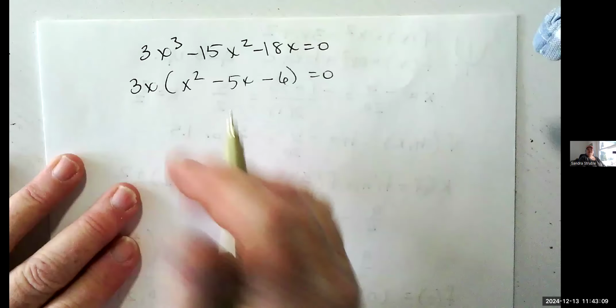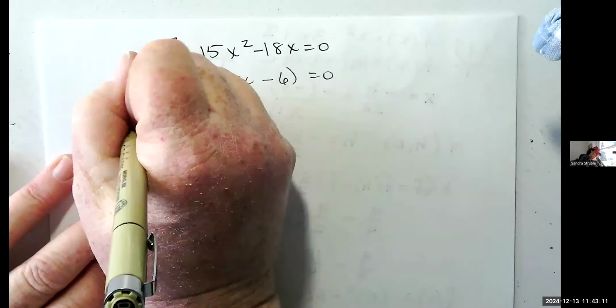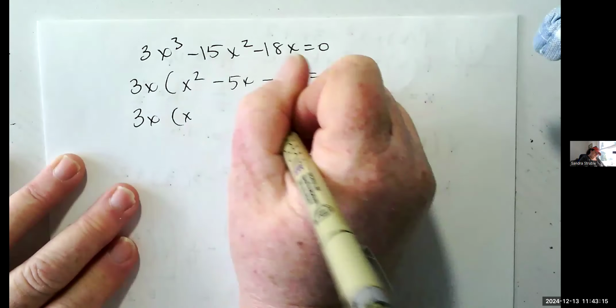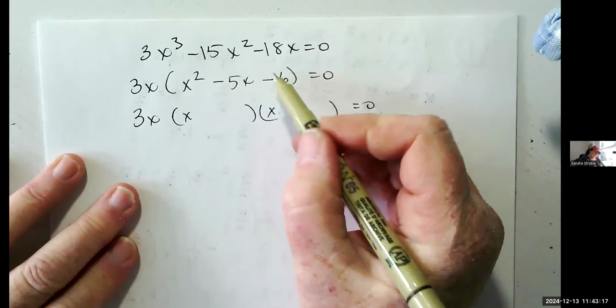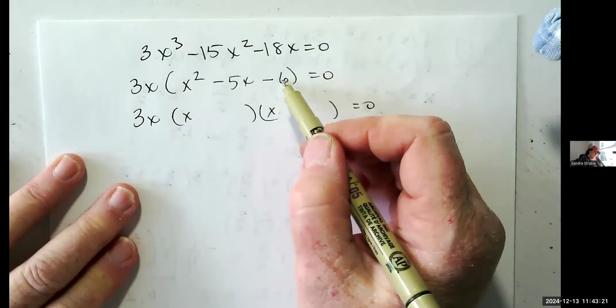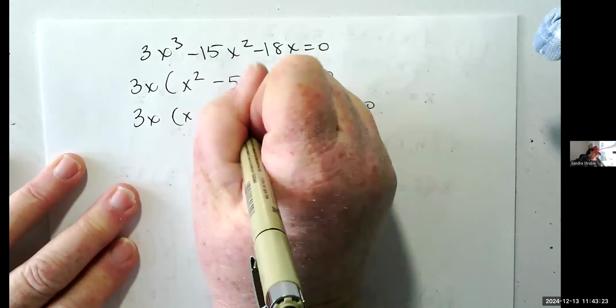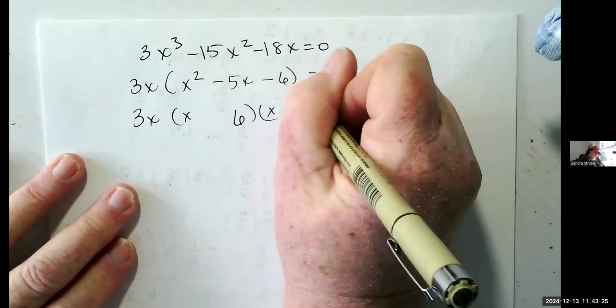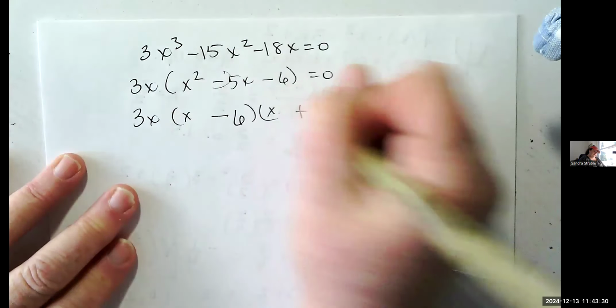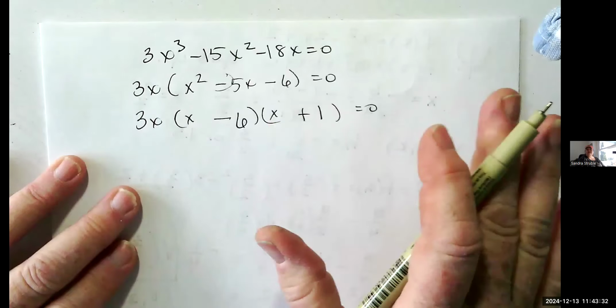Okay, now I'm going to keep factoring. I can do 3 and 2 or 6 and 1. I'm going to have to do 6 and 1 because we're going to be subtracting them. 3 and 2 work if you're adding them. And I need the 6 to be negative because the middle term is negative. All right, I factored it as low as I can get it.